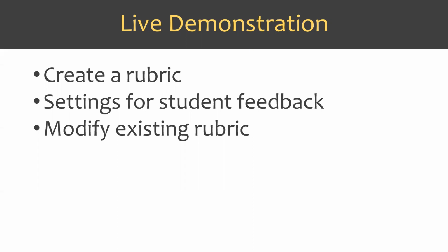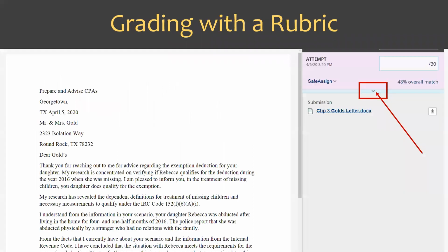Now, because of FERPA, I am not going to show this live, so we're just going to look at some screenshots. But this is an assignment. This is a client letter for a different assignment. And I'm in the grading feature of Blackboard. So on the left-hand side, I see the student's letter. And then on the right-hand side is where I would typically put their score in, right here under attempt.